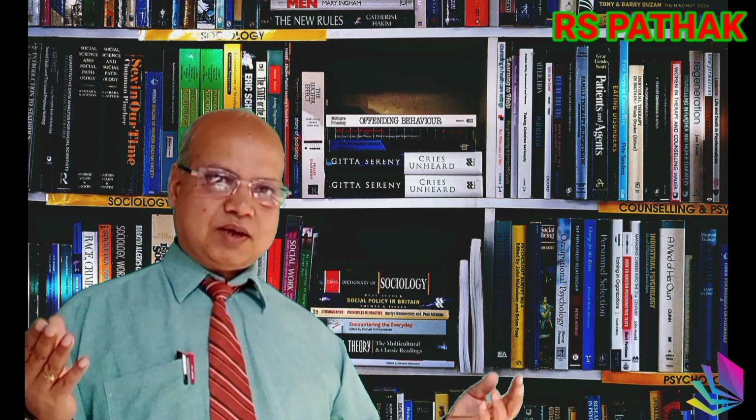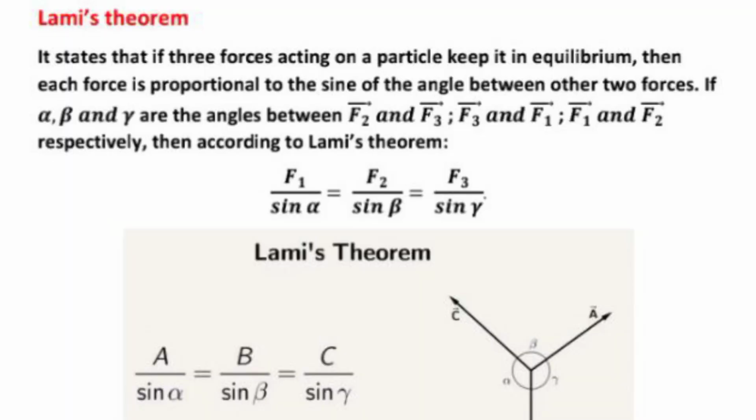Now Lami's theorem. What is Lami's theorem? It states that if three forces acting on a particle keep it in equilibrium, then each force is proportional to the sine of the angle between the other two forces. If alpha, beta, and gamma are the angles between F2 and F3, F3 and F1, and F1 and F2, then according to Lami's theorem, F1 upon sine alpha equals F2 upon sine beta equals F3 upon sine gamma. This is called Lami's theorem.